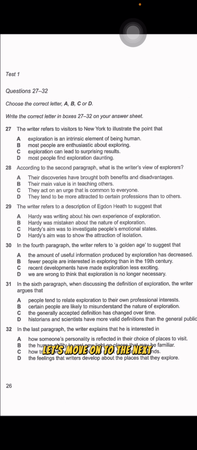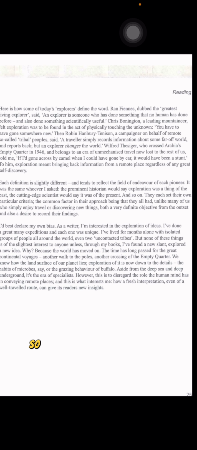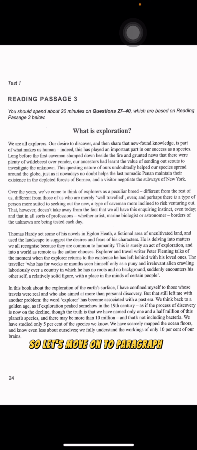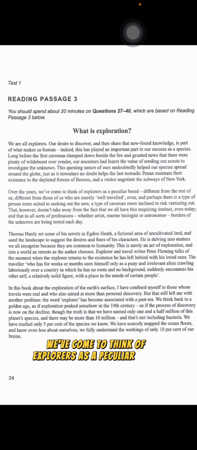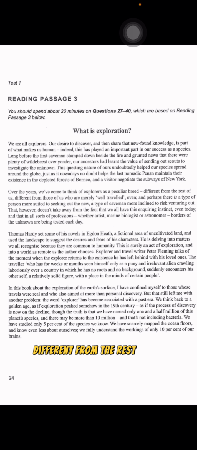Let's move on to the next question, 28. According to the second paragraph, what is the writer's view of explorers? So let's move on to paragraph 2. Over the years, we've come to think of explorers as a peculiar breed, different from the rest of us, different from those of us who are merely well traveled, even.